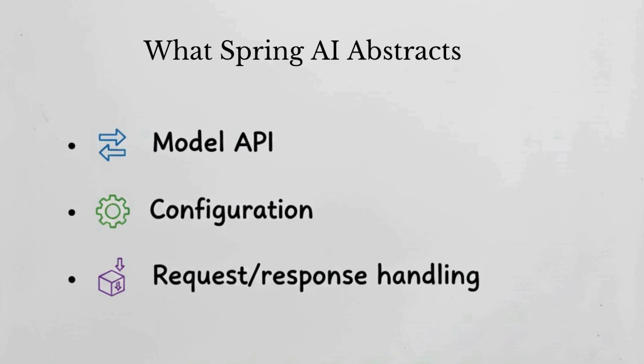Spring AI abstracts away the low level interaction with AI providers. It gives you consistent APIs, handles configuration cleanly, and lets you change providers with minimal changes. This is very similar to how Spring abstracts databases, messaging systems, or HTTP clients.